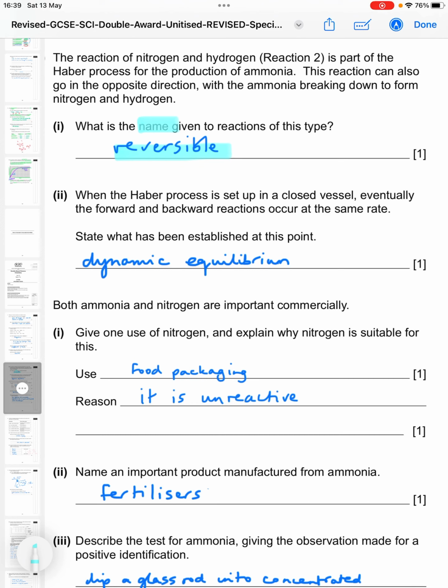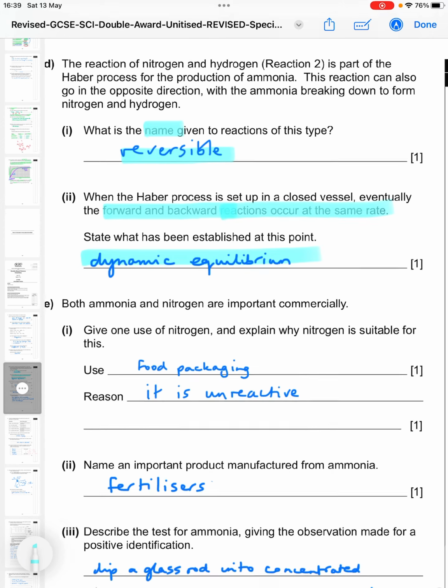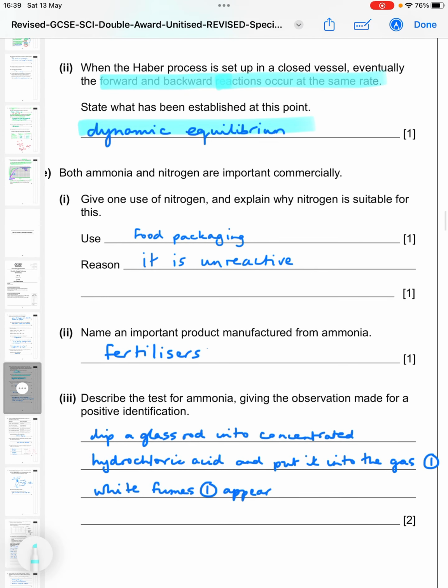When the Haber process is set up in a closed vessel, eventually the forward and backward reactions occur at the same time. State what has been established at this point. So forward and backward reactions occurring at the same time is dynamic equilibrium.